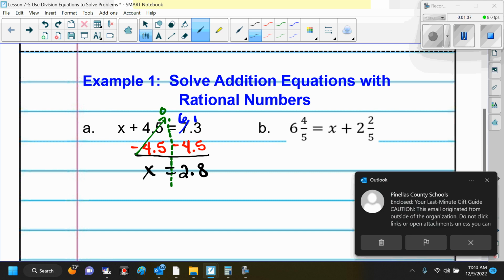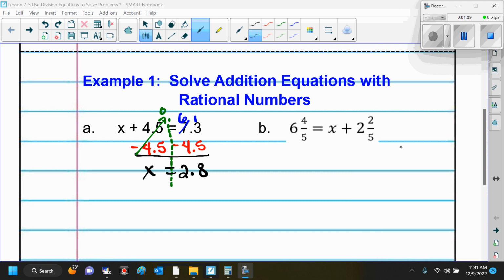Is everybody clear? Now, here we have fractions. Those are also rational numbers, right? Now, when we are adding and subtracting fractions, we need to have common denominators, right? Now, you'll notice the denominators are already the same. Is everybody with me? So we don't need to get common denominators, so we can just do the same thing. So we're going to cover up what we're solving for. Cover up the x. We want to get rid of this positive 2 2/5.